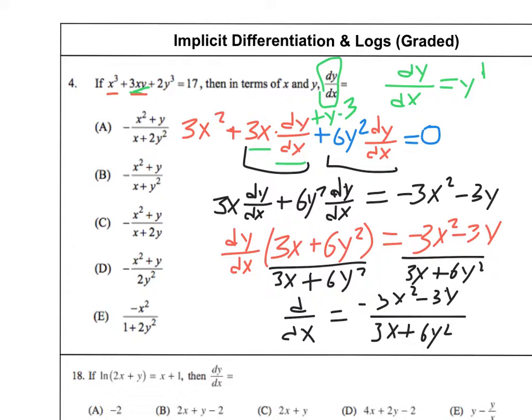No, we can just do more stuff with this fraction. Like I know that everything on top and the bottom could be divided by 3. Hey, you thought I just mentioned 3's for jokes, but I didn't. It's part of the problem. And when we divide everything by 3 on the top and on the bottom, what we end up with is negative x squared minus y over x plus 2y squared.